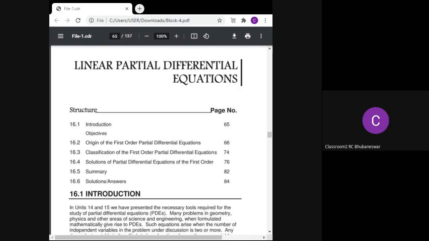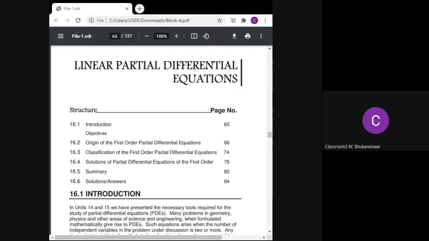And in that particular unit, the course structure is like that. We have to discuss the origin, classification, and solutions of partial differential equations. So, before we discuss the origin, classification, and solution of first order partial differential equations, I am going for a quick review of whatever was discussed in the first two units of this block 4, unit number 14 and unit number 15.